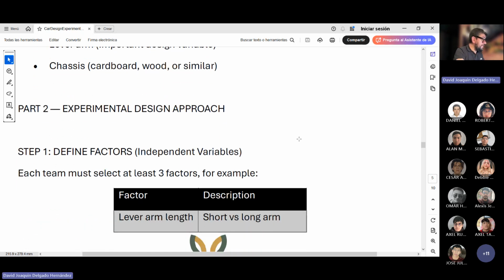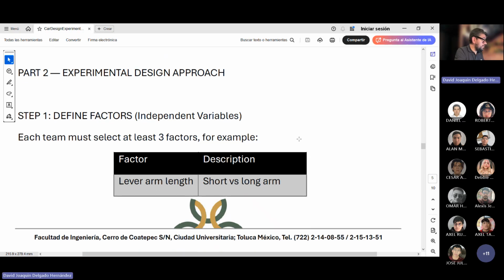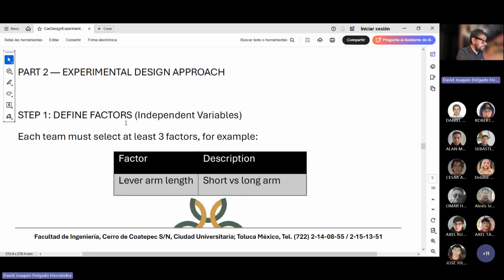So the experimental design, you have to define the factors or the independent variables. And each team must select at least 3 factors. For instance, the lever arm length. You can decide whether to use short or long arm, okay? Or you can have actual values, right? 20, 30, 40 centimeters, okay?